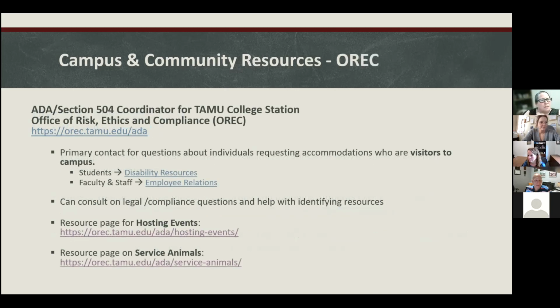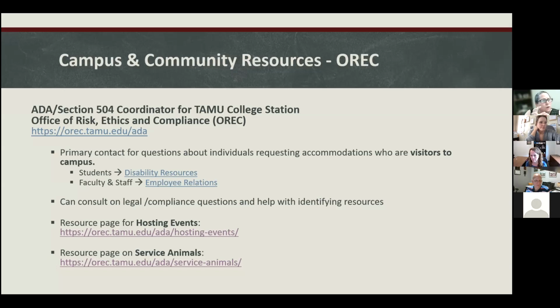Other resources, so on campus, we have an ADA Section 504 coordinator for the university. It's under our Office of Risk, Ethics, and Compliance. They're the primary contact for handling visitor accommodations. So if somebody's coming to visit campus and there's a question about who would handle something or what the rights and responsibilities are, they take care of visitor-related things. For students, our office typically works with those academic and non-academic accommodations. And for faculty and staff, it's usually done by employee relations. So depending on who the person requesting the accommodation is, if you're trying to figure out how to handle something, they're the best contacts.